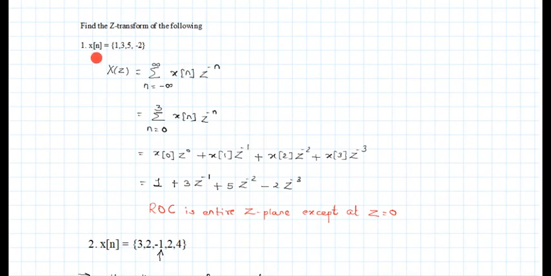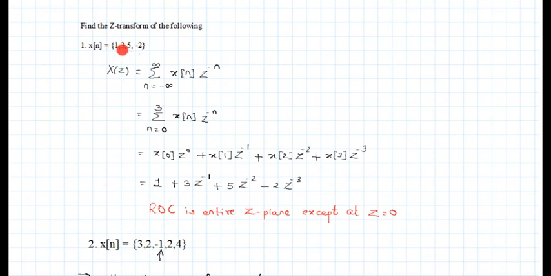So the first problem is to find the Z transform of a discrete signal. We all know that this is a discrete signal having 4 samples. There's no arrow mentioned here, indicating that by default the first sample is located at 0.